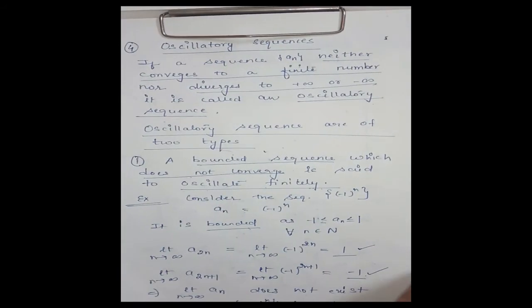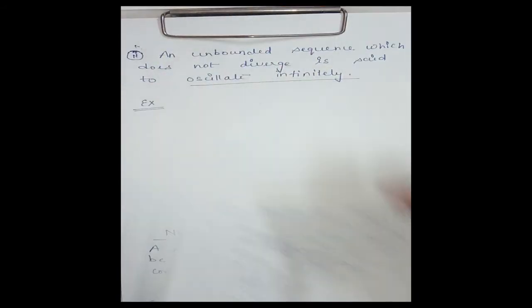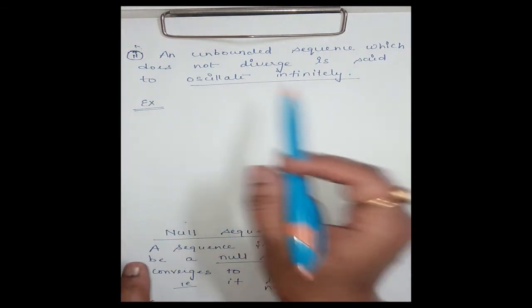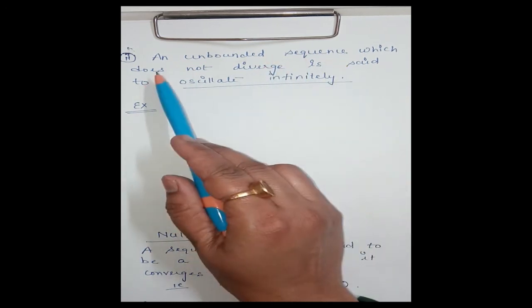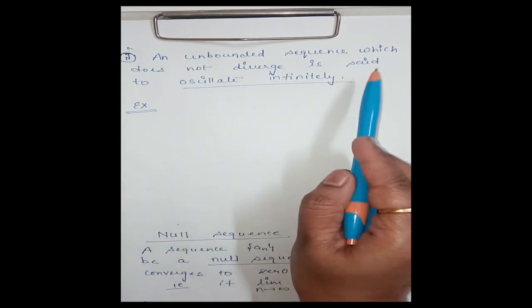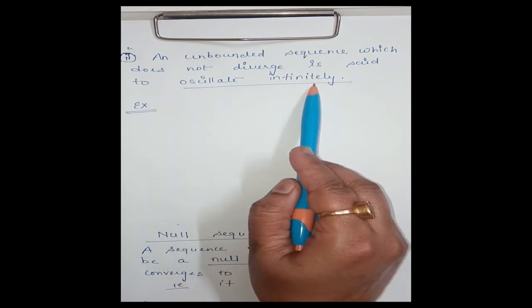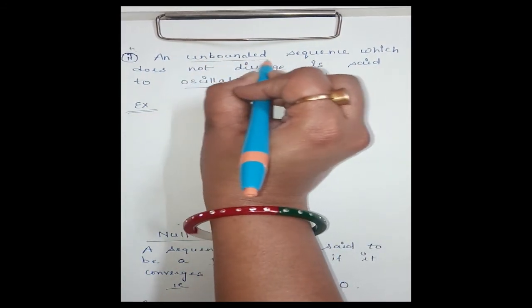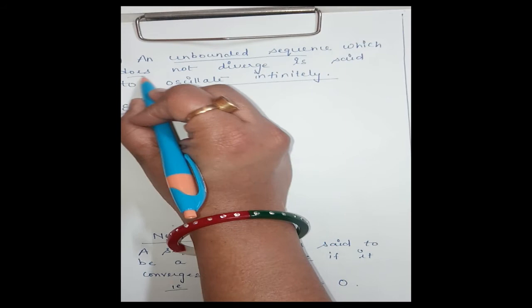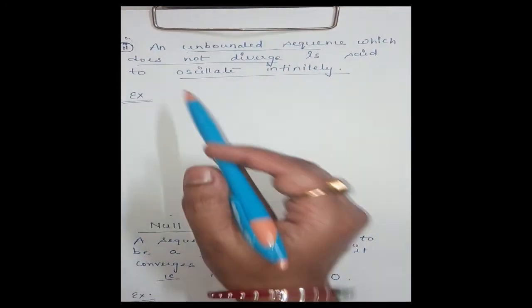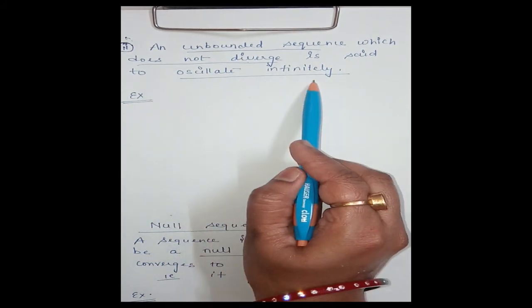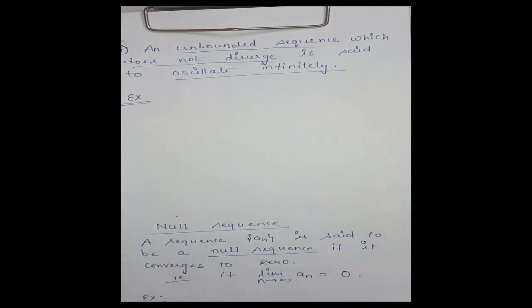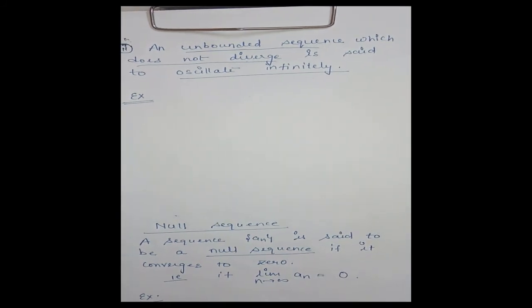Next we have an unbounded sequence. An unbounded sequence which does not diverge is said to oscillate infinitely. Here we have an unbounded sequence which does not diverge. This is the second type of oscillatory sequence.